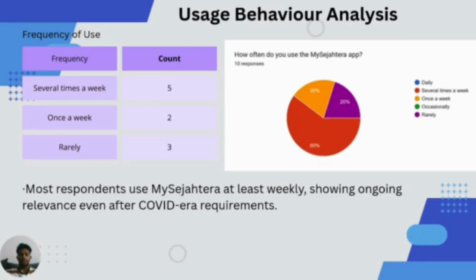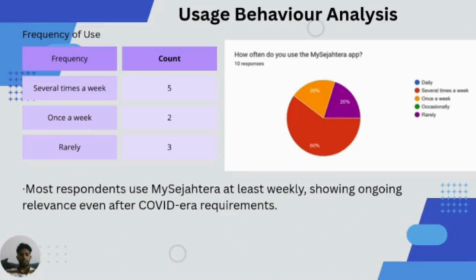And then the frequency of use: mostly we get several times a week. Most respondents use MySejahtera at least weekly, which shows ongoing relevance even after COVID-era requirements.